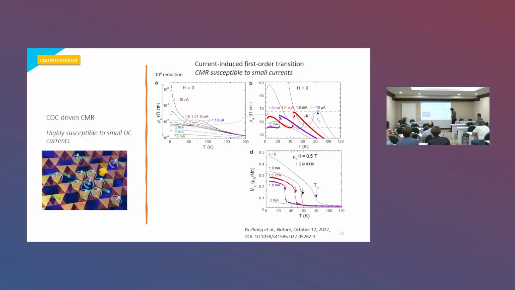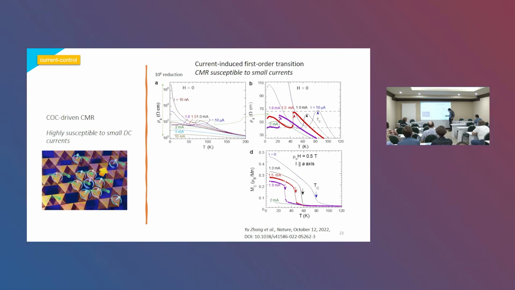And then we also did magnetization with current, so we can simultaneously measure resistivity and the magnetization with current. So this is the magnetization here. Without current, TC is somewhere here. That's expected. But then if we apply 1 milliamp, TC drops to 60. If we apply 1.8, it drops to a lower temperature, just like that.